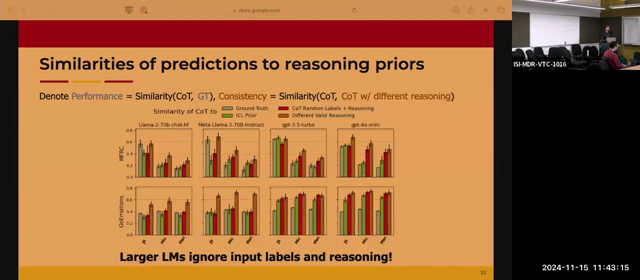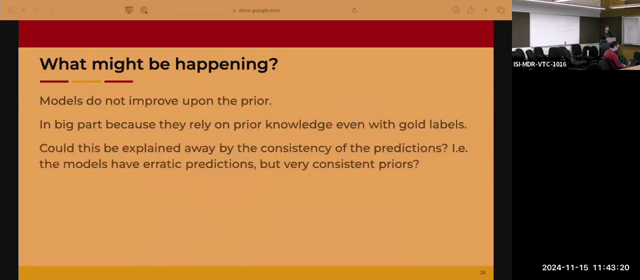So these are our main results. We are now going to proceed to look at potential confounding factors, the first one being consistency. We already saw some results for consistency, but here I'm going to go into more detail. So again, to recap, models do not improve upon their prior, and it's largely because they ignore the evidence in the prompt, and the posterior is almost identical to the prior. So the first question we ask is, could this be explained away by the consistency of the priors? Namely, the models may have erratic in-context learning predictions, but may have very consistent priors.